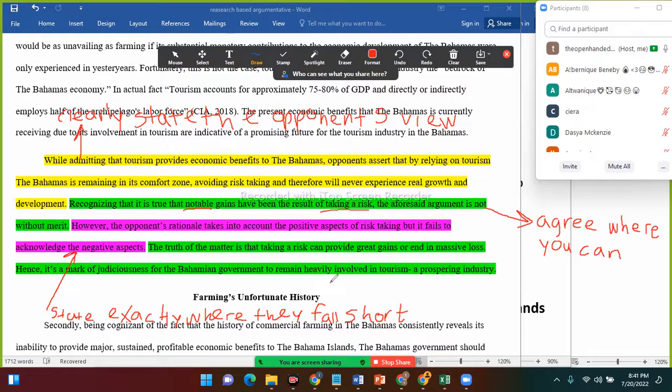Excellent. So, what did I do here? Those two final sentences, what did I do? I said the truth of the matter is that taking a risk can provide great gains or end in massive loss. Hence, it is a mark of judiciousness for the Bahamian government to remain heavily involved in tourism, a prospering industry.